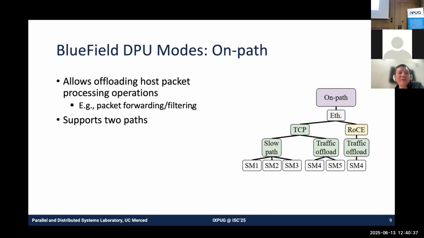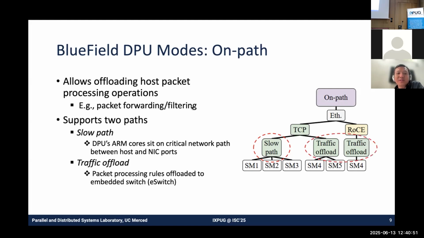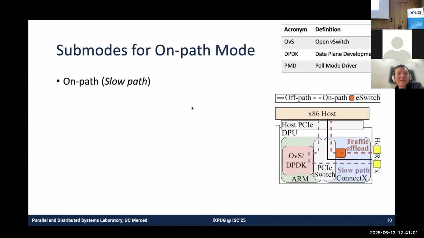And it has two different paths. One is called the slow path. Basically, DPU ARM cores can sit on the critical network path between host and NIC ports. And the other one is the traffic offload path, in which packet processing rules can be offloaded to the embedded switch, or E-switch. And under these two paths, we have five different submodes available, in fact.